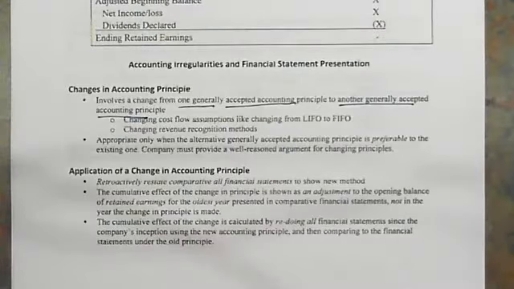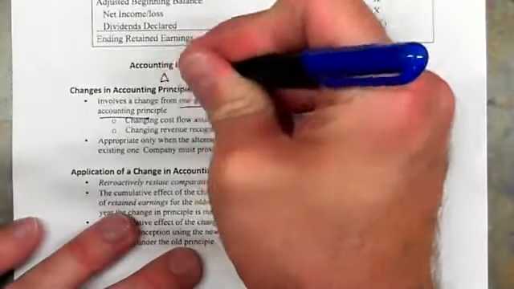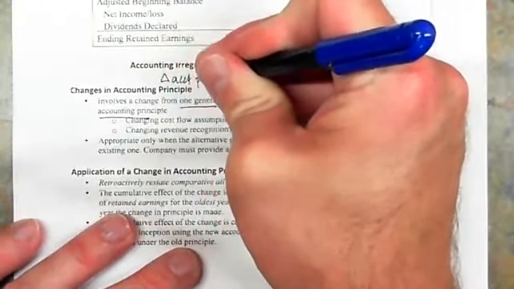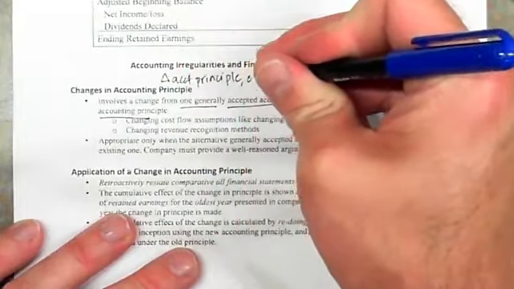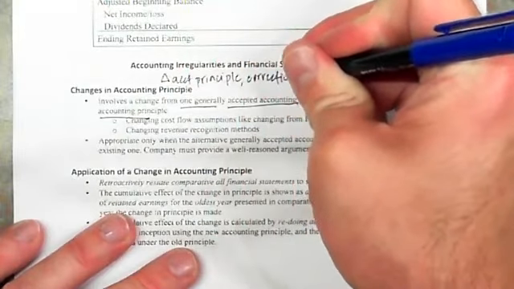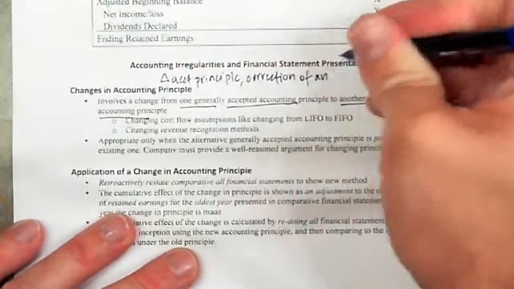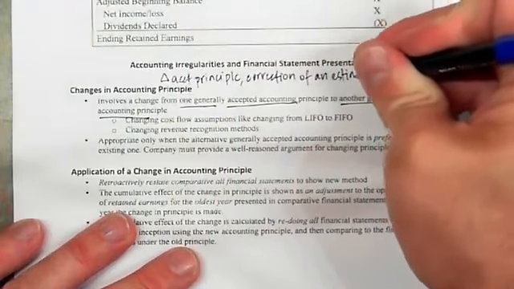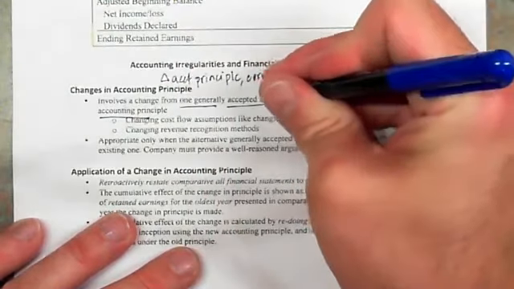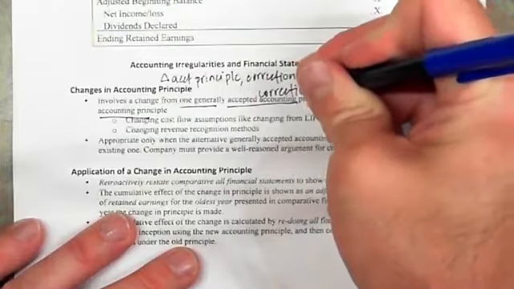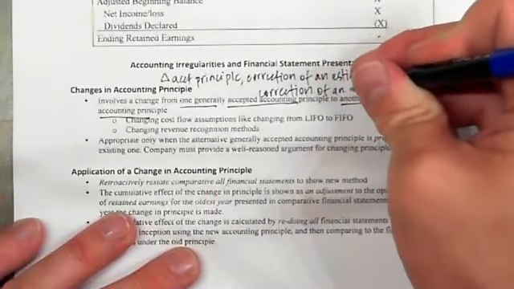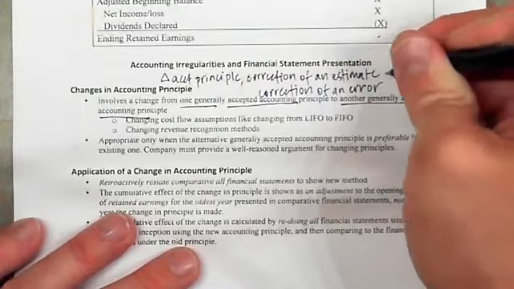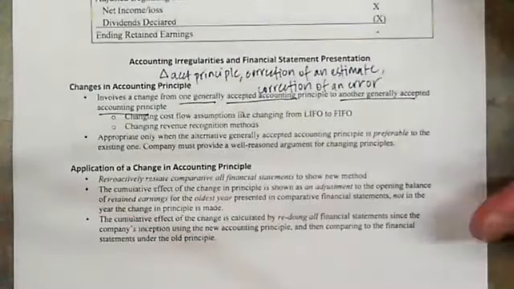Okay, so we have three irregularities. We have a change in accounting principle. We have the correction of an estimate, and the correction of an error. So three different types of changes and three different approaches for how we're going to handle those changes.